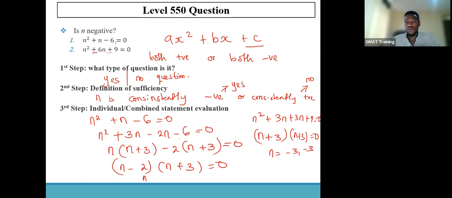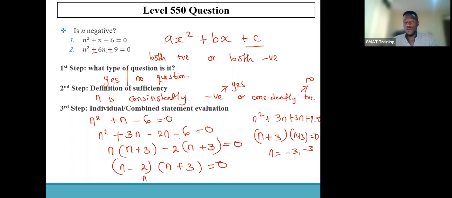Yeah, it's a product of the two values of the unknown n. So there's no way a product would yield negative without one of them having a negative sign. So with just that, you can tell that there isn't consistency. One of them must be positive, another one must be negative. And with just that, you can eliminate answer choice one. I mean, you can identify that the first statement is insufficient.